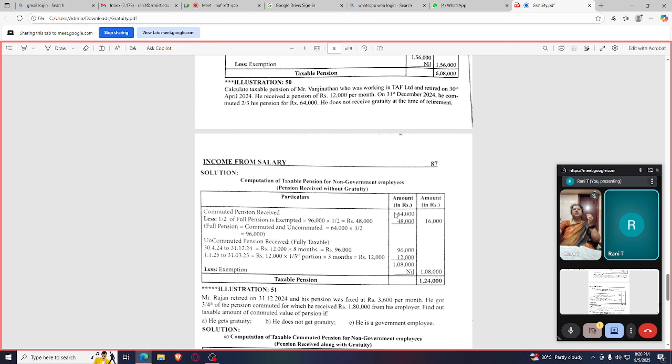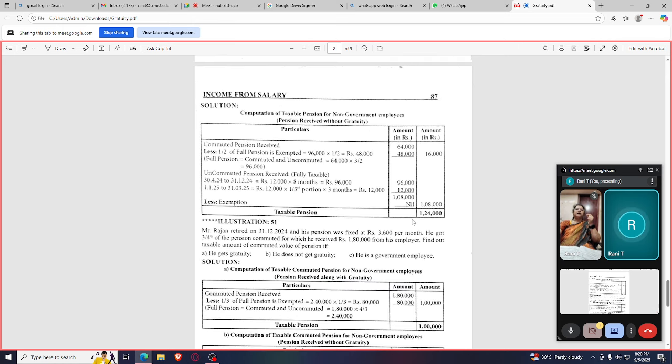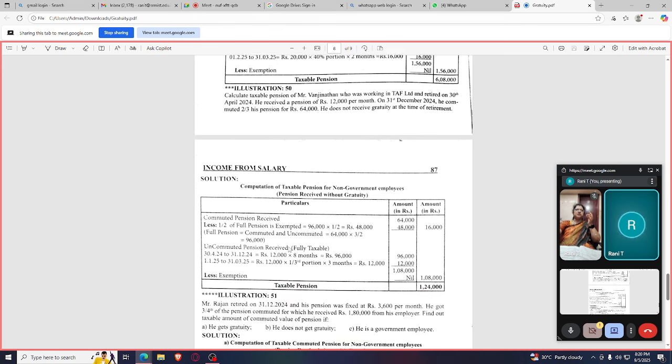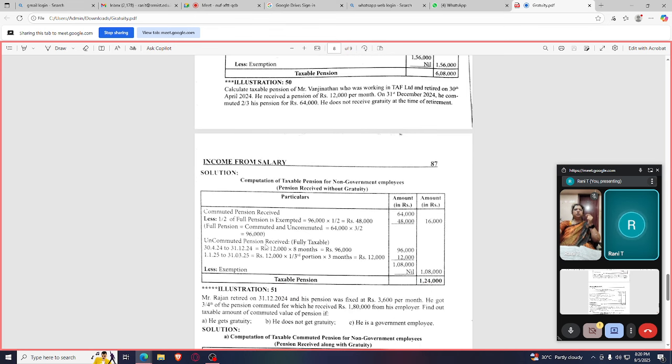If you subtract it from the commuted pension 64,000, this is your amount, which is 16,000 taxable limit and 48,000 is the exempted limit. And uncommuted pension, here when it comes to uncommuted, 12,000 he has received continuously from 30th April till 31st December. How many months does it come? It comes nearly 8 months, so that 12,000 into 8 months, that is 96,000.